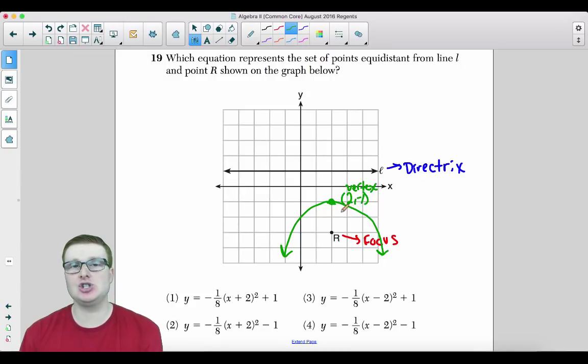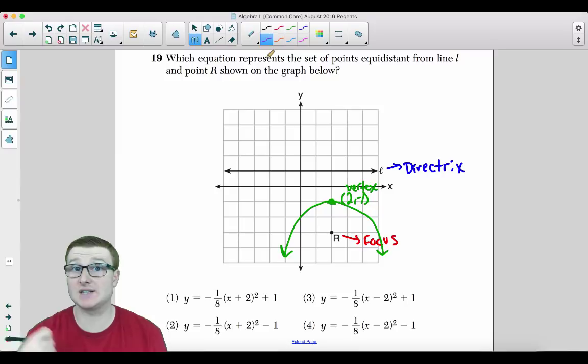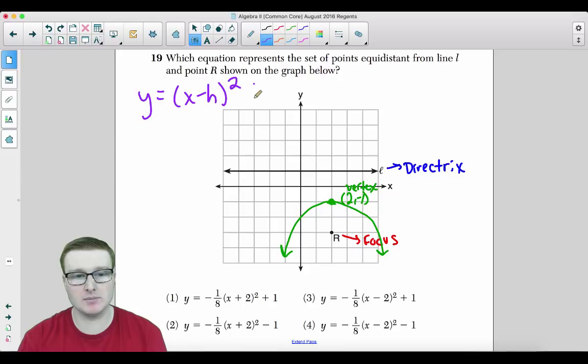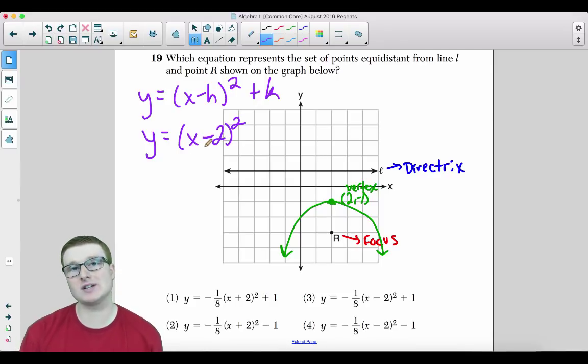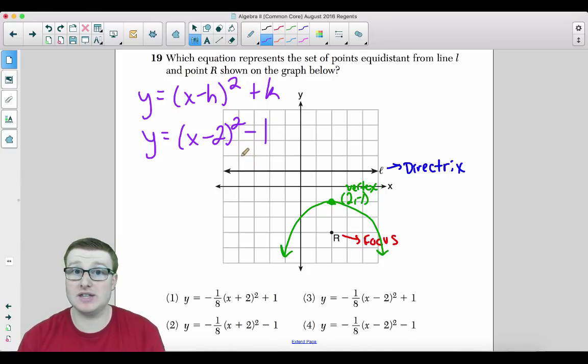So, we know a couple things. If the vertex is 2, -1, and we know that the vertex form of a quadratic is y equals x minus h squared plus k, which you could have a constant out front, but we know that the vertex has to be 2, -1. So let's go ahead and plug in 2 for h. So we get y equals x minus 2 squared. What this says, this represents a horizontal shift to the right by 2 units, minus the value of 1. Okay, we're almost there. But remember, the constant out front is 1 over 4p.